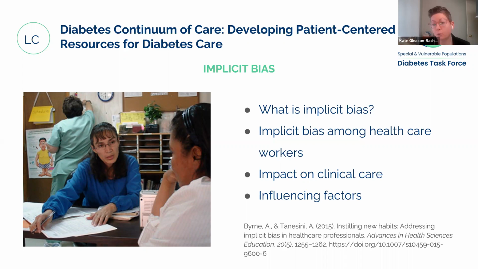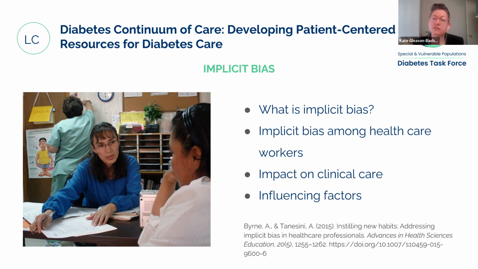In terms of healthcare workers, studies have found that healthcare workers have about the same amount of implicit bias as the general population. It is true that healthcare workers have a much higher standard for themselves in terms of fairness, in terms of providing equitable care. That's something that we all want. But when we look at implicit bias, it actually is quite similar to the general population.